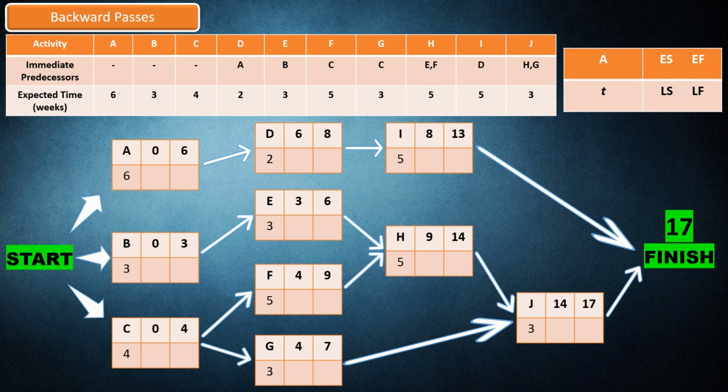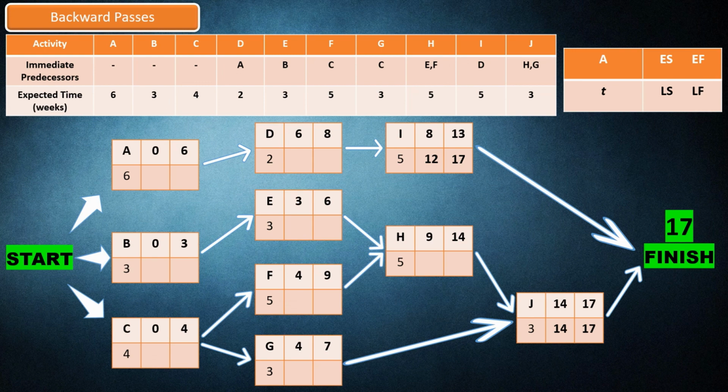Activity J is the predecessor of the finish, so the latest finish of activity J is 17. Then, activity J needs 3 weeks to be completed, so the latest start is 14. To get the latest start, the duration of the activity should be subtracted from the latest finish. Activity I is the predecessor of the finish, so the latest finish of activity I is 17. Then, activity I needs 5 weeks to be completed, so the latest start is 12.